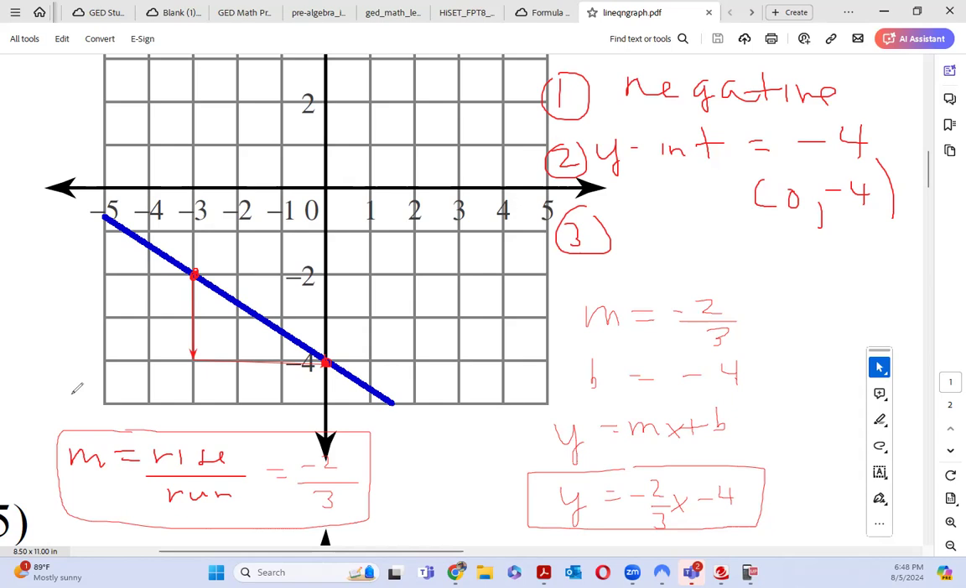You need both values to figure out your slope. So my slope is -2/3. My y-intercept is -4. So my equation of the line is y equals -2/3 x minus 4.